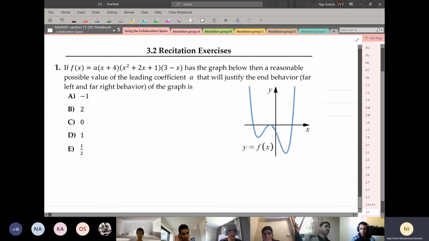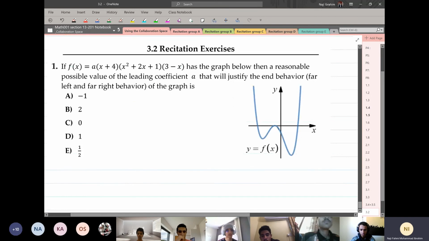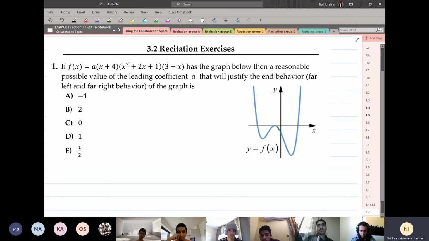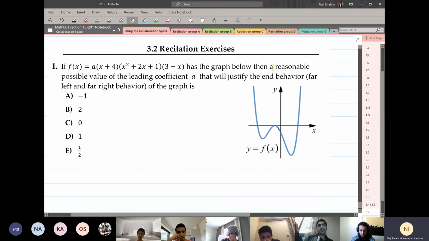Now let's read it. Again, I will give you just 2 minutes to solve this one. It says, if f of x is given, as you can see, by the graph below, then a reasonable possible value for the leading coefficient. So he's asking you about the sign of A. Is the sign of A positive here or negative?